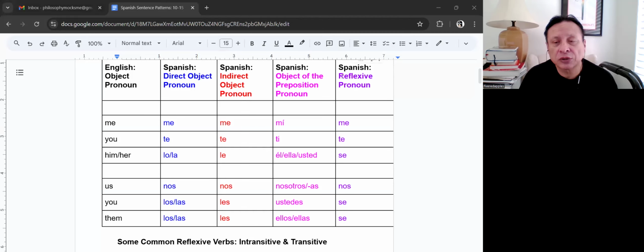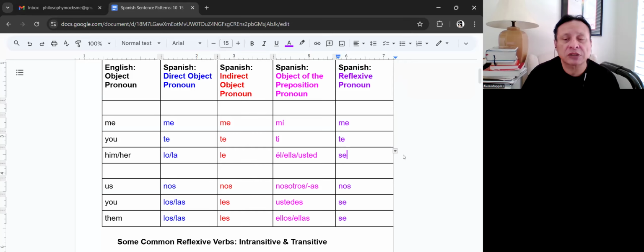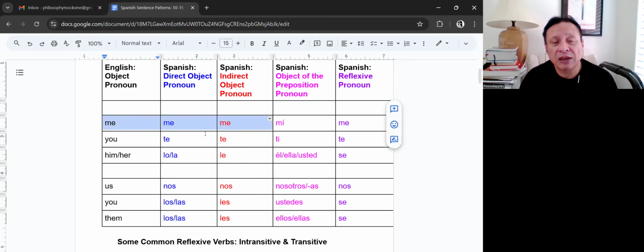We're going to introduce the reflexive pronouns in Spanish. The reflexive pronouns in English are myself, yourself, himself, herself, ourselves, yourselves, themselves. But in Spanish, they're very similar to the other pronouns. Notice that me is reflexive. Basically, it's myself, but it's just like the me from the direct object pronoun. And the same thing with the te, and then the same thing with the nos.